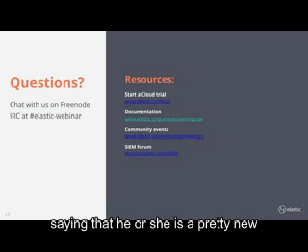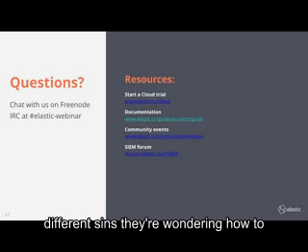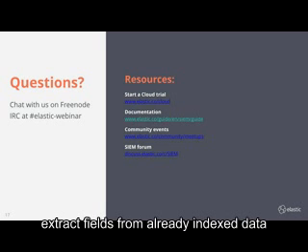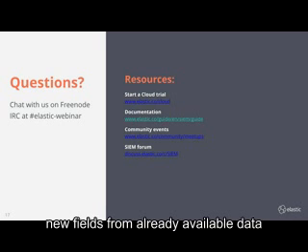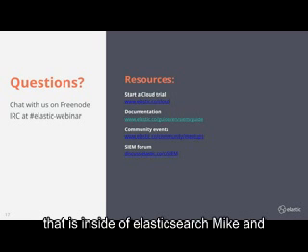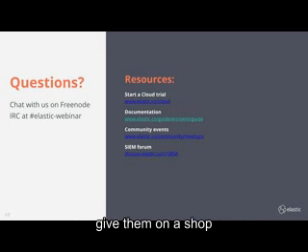Someone's saying that he or she is a pretty new ELK user, but they've worked with many different SIEMs. They're wondering how to extract fields from already indexed data. What do they need to do to extract new fields from data that is already inside of Elasticsearch? Mike or Andrew Kroh? Andrew, you want me to give that one a shot?